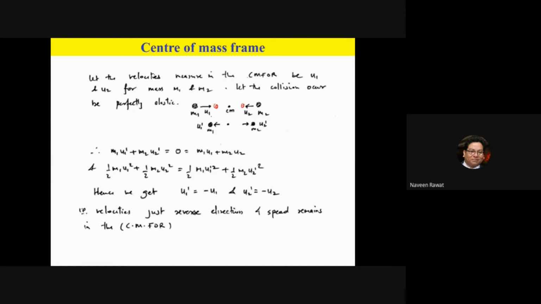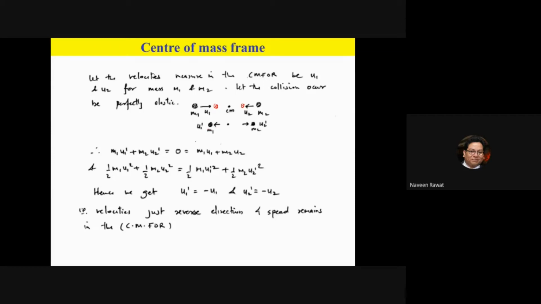So what we can do now is define the velocities of the particles from the perspective of the center of mass. Now you are here in the center of mass and you're looking at two objects. They are approaching you, they come and hit you at the center of mass, and then they go in the opposite direction. So we can define u1 and u2 as the initial velocities of these masses before collision, and u1 prime and u2 prime as the velocities after collision.